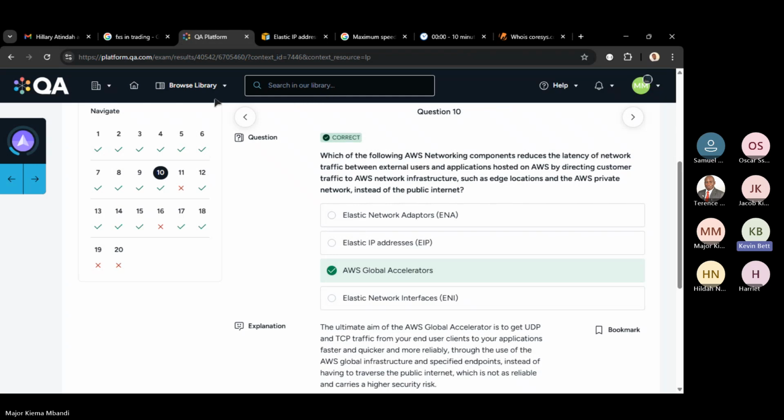Question 10. Which of the following AWS networking components reduces the latency of the network traffic between external users and application hosted on AWS by directing customer traffic to AWS network infrastructure such as edge location and the AWS private network instead of the public internet? The correct answer there is the AWS Global Accelerator.